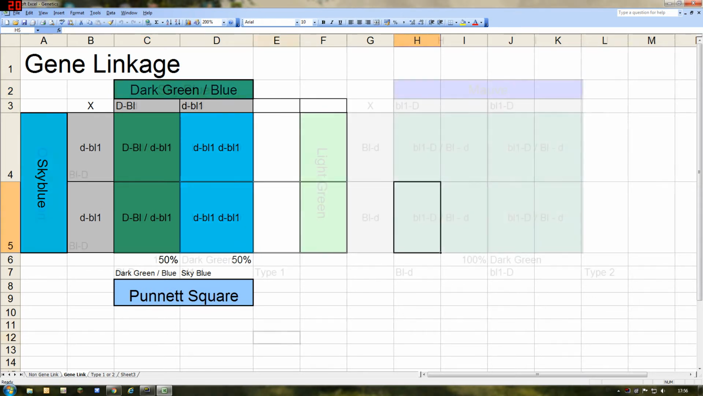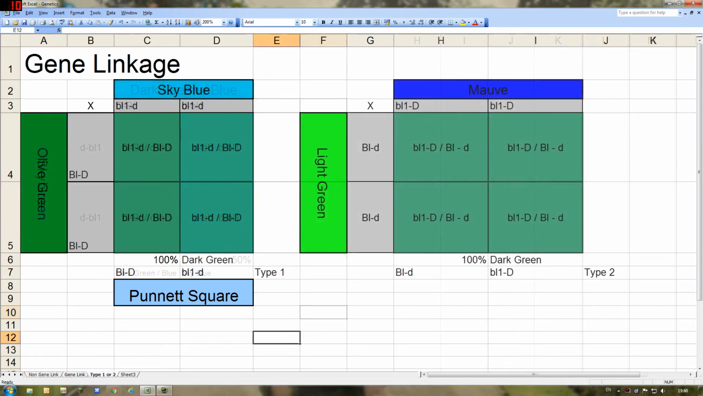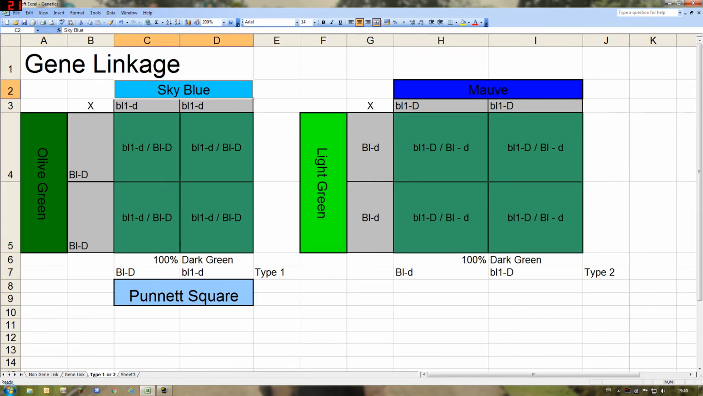gene. So let's have a look at what now is to just introduce you to the various types of the dark green birds that we could have and how we get the two different types. So over here on the left hand side we've got an olive green that's being crossed with a sky blue. The olive green clearly contains two of the mutated dark factors, that's what's making it olive green rather than dark green, and the sky blue contains two of the mutated blue genes but none of the mutated dark factor genes, and therefore it's going to be sky blue.